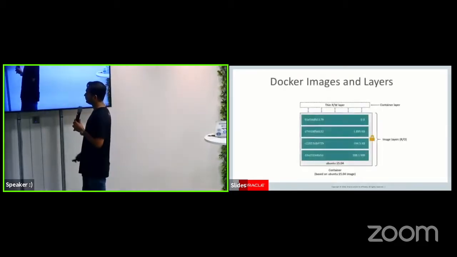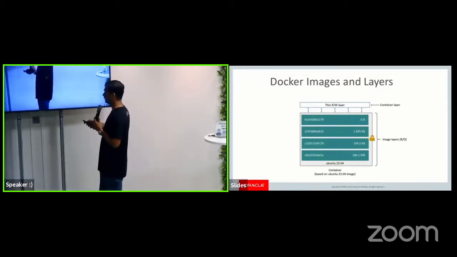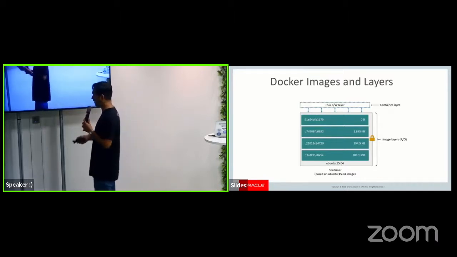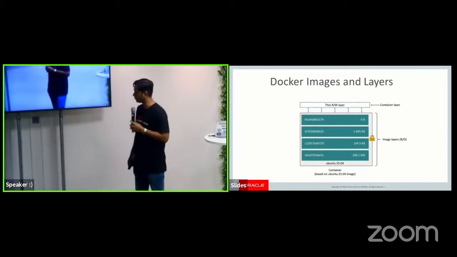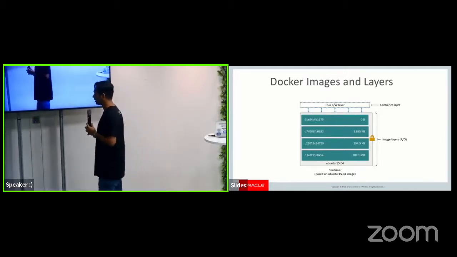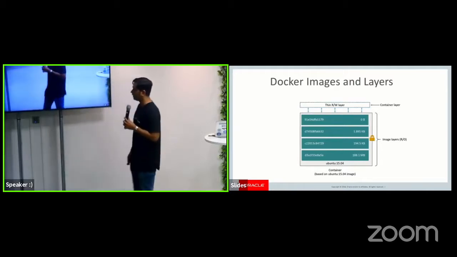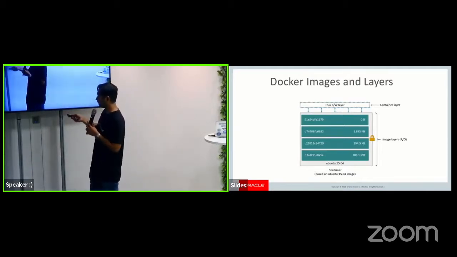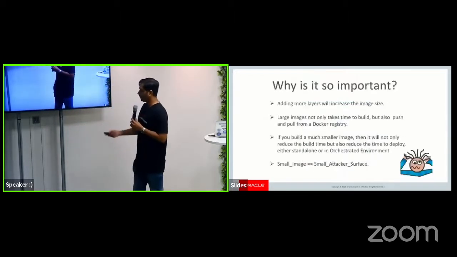So Docker images and layers: you have the container layer, which is read-write, and then you have your image layer, which is read only. And then you have your container runtime. Let's say you use Ubuntu 15.04 or 16.04 or 18.04. You have those image layers, which are read only, and on top of that you have your read-write layer. So that's how the layers work.